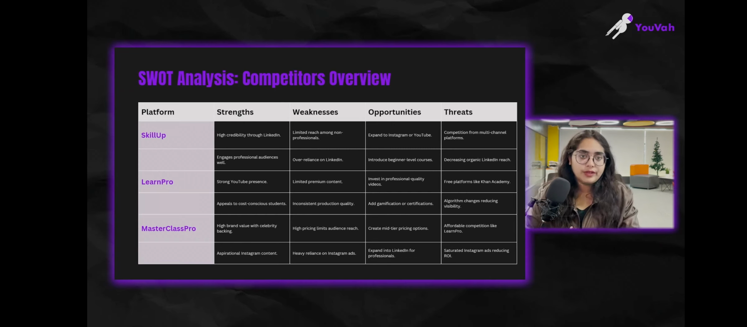Now comes the SWOT analysis. How would you do a SWOT analysis? First is strength. Figure out what the strength of this particular company is, what its weakness is, what future opportunity the company can have, and what threat the company might face from its competitors. That is how you basically do a SWOT analysis.